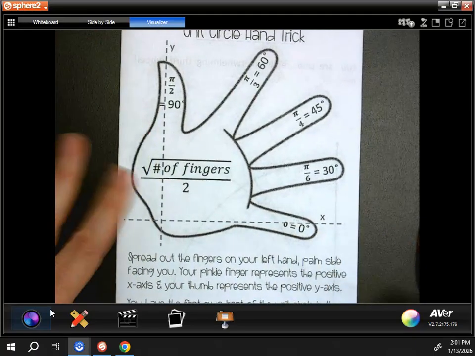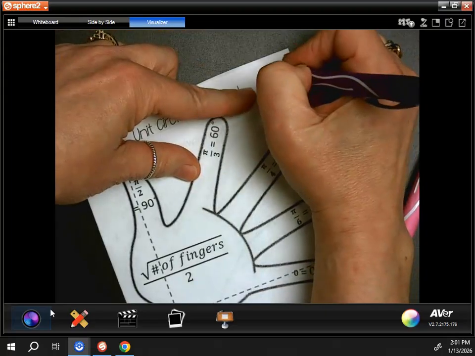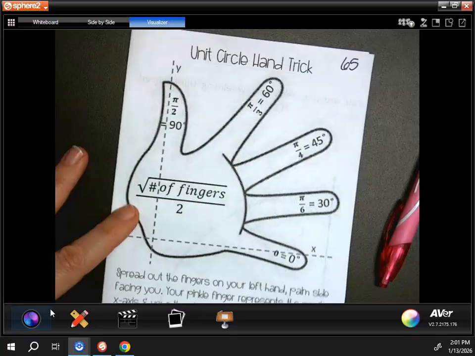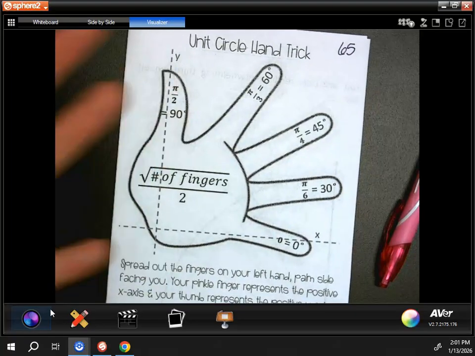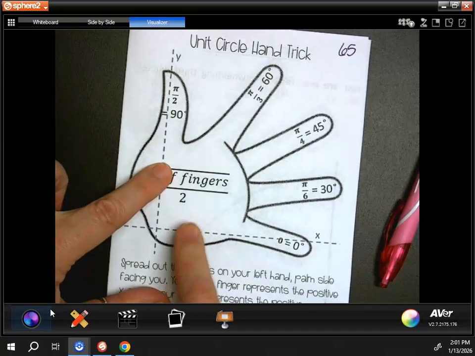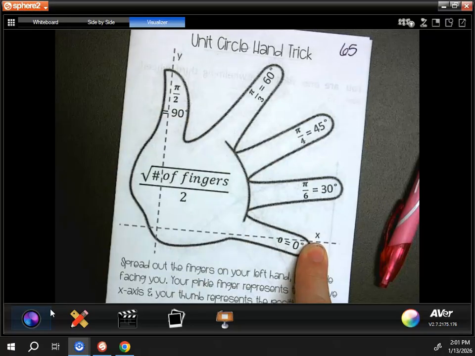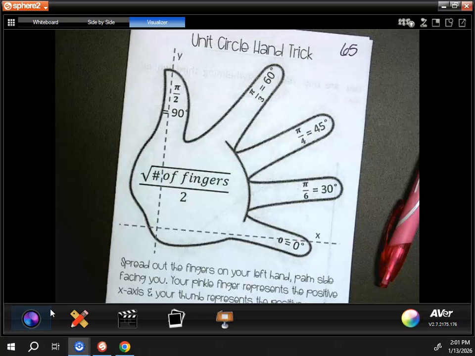So look at this hand here, and this is what's going on the page when we're done, so I don't forget. So this hand, that is your left hand palm up. Your thumb would be the y-axis, your pinky would be the x-axis, and then your other 3 fingers represent those angle measures. Does that make sense? So if you put your left hand palm up, you can look at it and think about it as the first quadrant of the unit circle, okay? And you have a little paper hand.